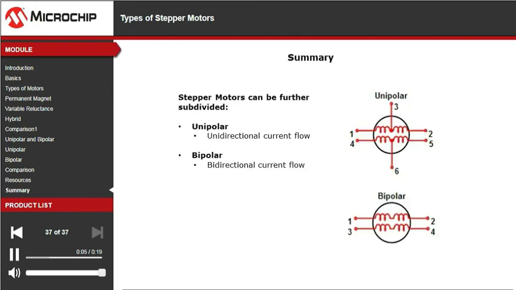Unipolar motors only support current flow in one half of the winding at a time, reducing the possible torque generated, while bipolar motors offer bidirectional current flow but require more board real estate to accommodate more complex circuitry.